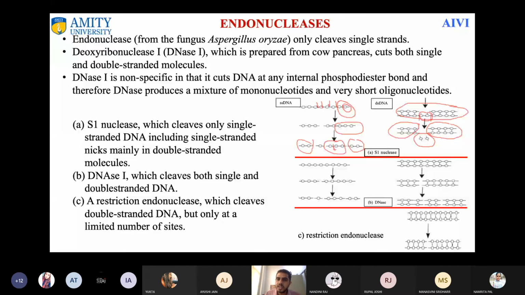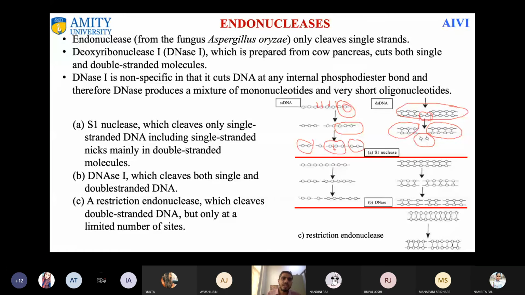So if you give single-stranded DNA to your S1 nuclease, it will produce a cut. And if you give a double-stranded DNA which has a portion which is single-stranded, then it will produce a cut there. In simple terms, if single-stranded DNA or a hanging DNA having a single-stranded component is available, then your S1 nuclease will cut, otherwise it will not.